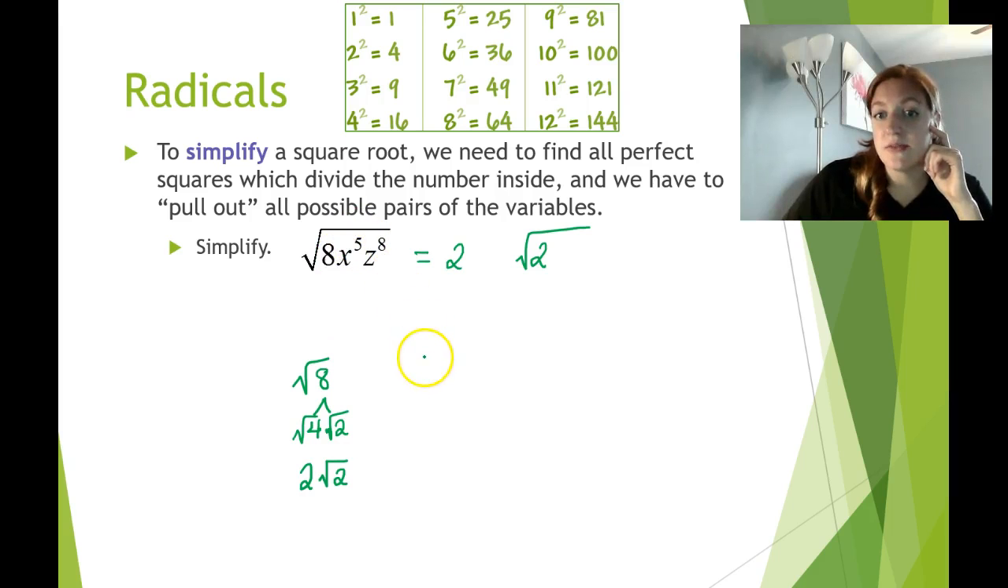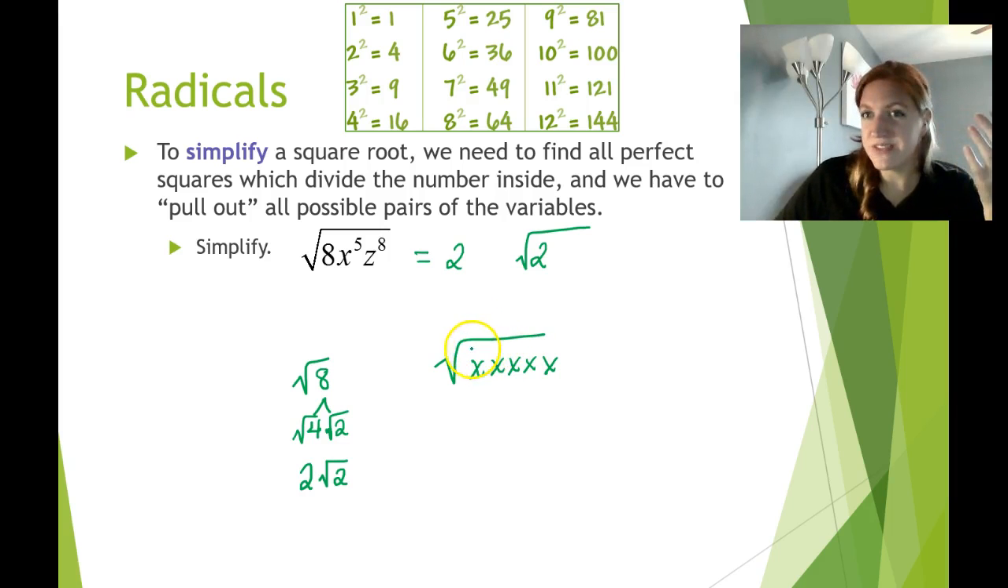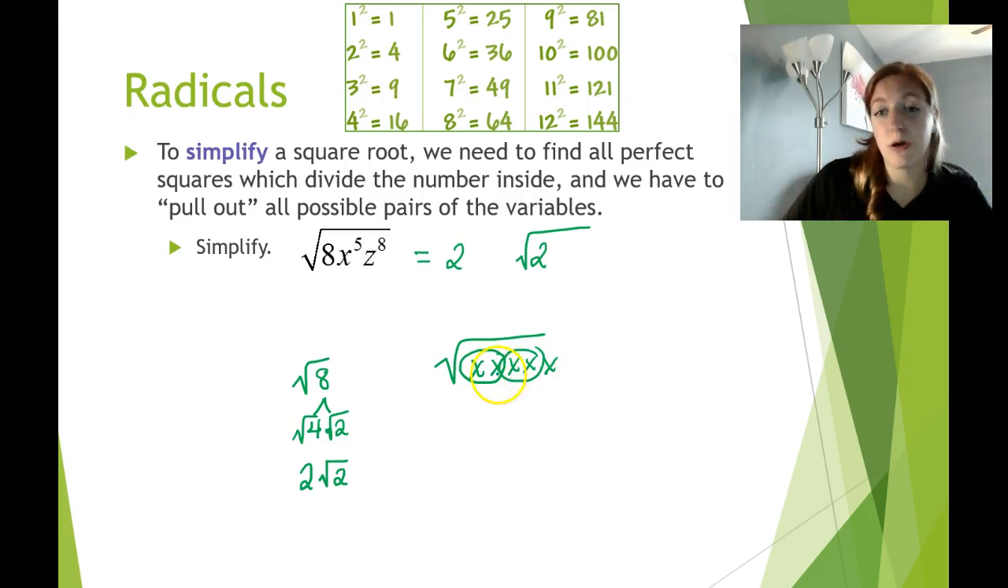Now let's look at x to the 5th. So x to the 5th is really 1, 2, 3, 4, 5. 5 x's underneath the square root. Well, to see how many x's we can pull out, we have to look for pairs. Think of pairs of socks here. How many pairs can I pull out? Well, I can pull out 1, 2, and then we have that one scraggly sock that we lost the other sock to. No idea where it went. So that has to be left inside.